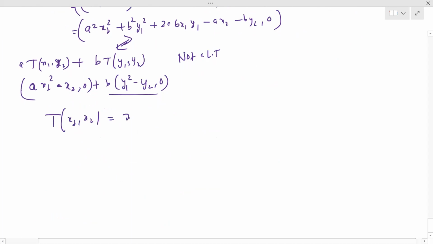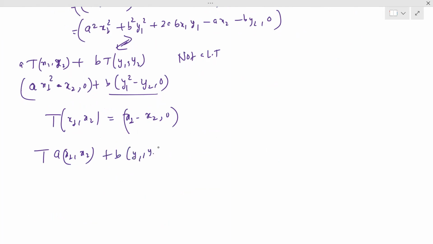So if I do this thing, is that a linear transformation? Indeed, it would be. You can check it on your own. Let's say T of a(x1, x2) plus b(y1, y2). If I have to check this, what am I going to get? I'm going to get a x1 plus b y1 minus a x2 minus b y2 comma 0. So this is how it is.